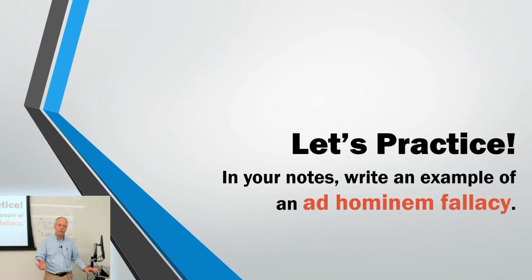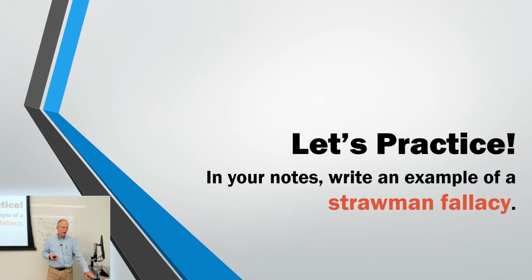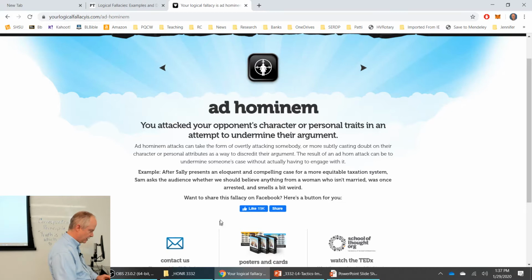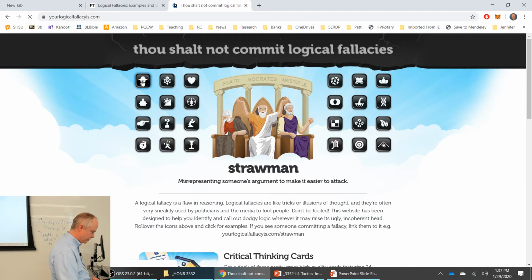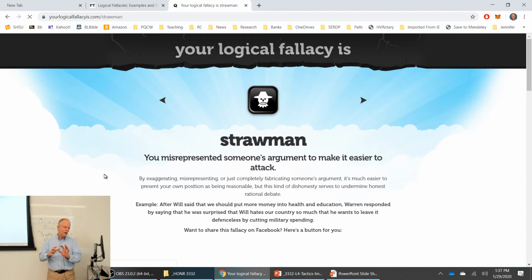Okay, so let's look at a straw man fallacy. So think about this. Let me go over to your fallacy page and find the straw man. It's pretty simple. It looks like a scarecrow up here. So you misrepresent someone's argument to make it easier to attack. So you're misrepresenting someone's argument to make it easier to attack.